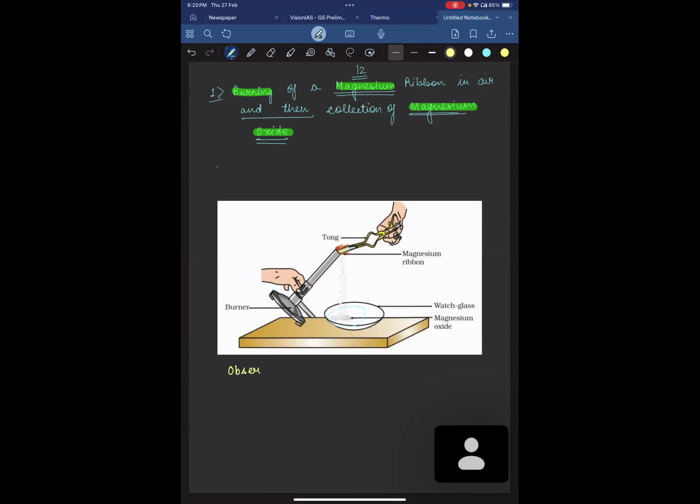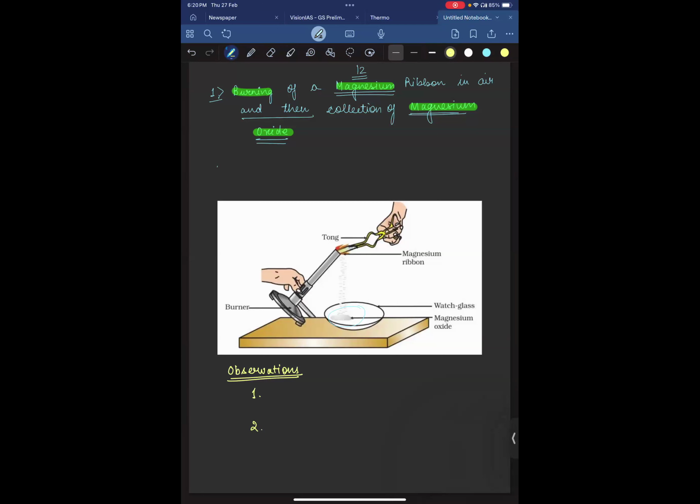So if we note down, what are the observations? We will note the key observations: that it burns with dazzling light, and second, that magnesium oxide, a powdered ash, is formed. These are the two key observations that we are observing in this reaction. So can anyone tell me what are the two key observations?